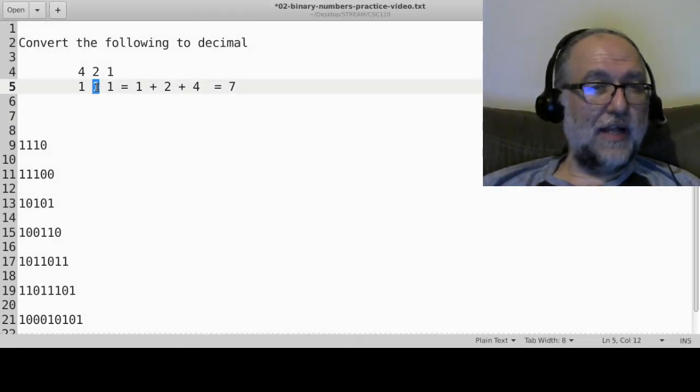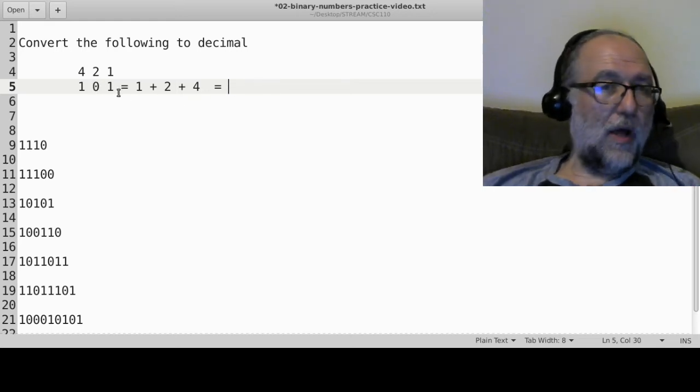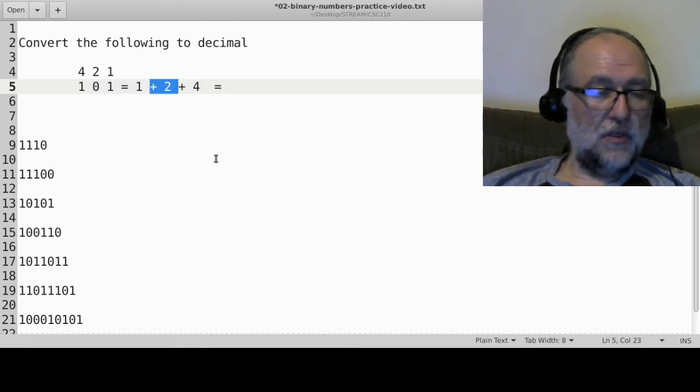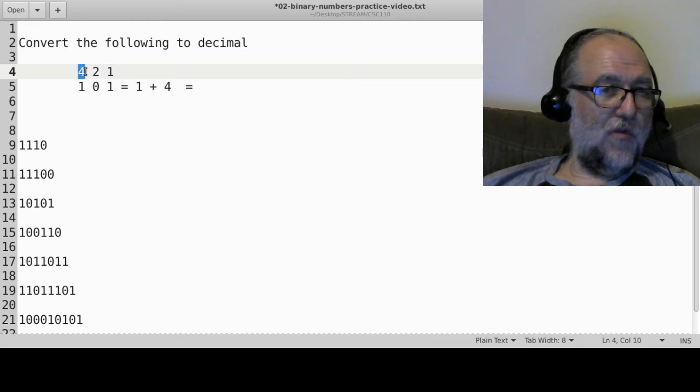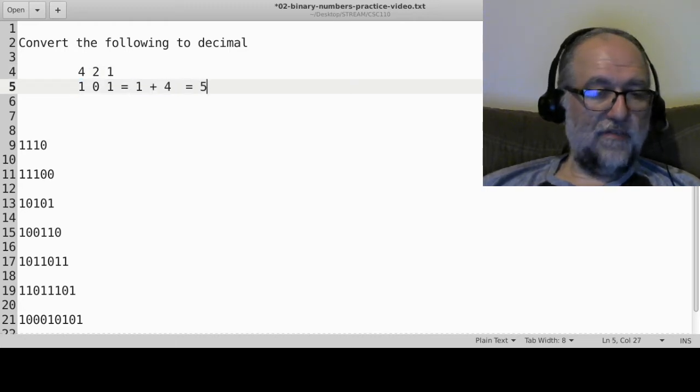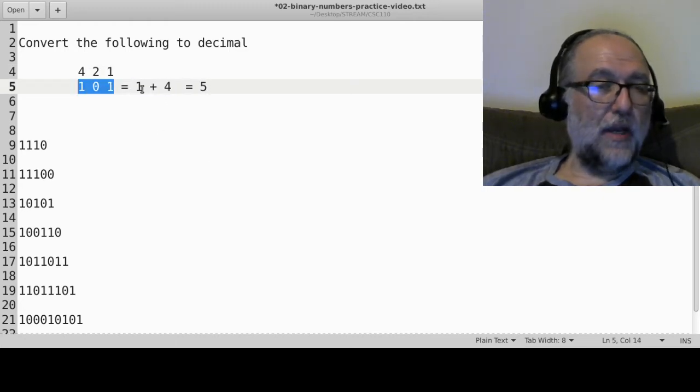So for instance, if I had 0 here, it wouldn't equal 7. What would it equal? Well, this would say I have 1, but it says I have no 2, so you wouldn't have any 2 there. And this says you have 4, and so 1 plus 4 is 5. And so 101 binary is equal to 5.